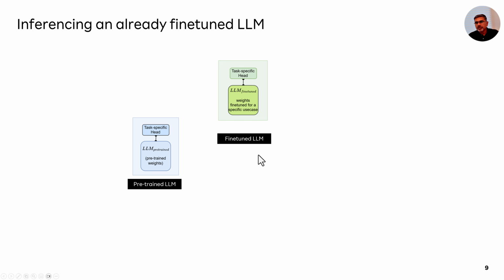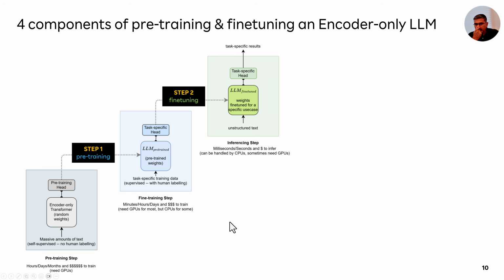And once you have the fine tuned large language model, you start doing inferencing on that. And inferencing takes typically milliseconds to seconds. It rarely takes seconds. It actually takes milliseconds. And it can be handled by GPUs, and several times also by CPUs, because here you're not really changing weights and all of those things, right? Okay, so these are the steps that you would do to train an encoder-only large language model. Now, what are these heads?